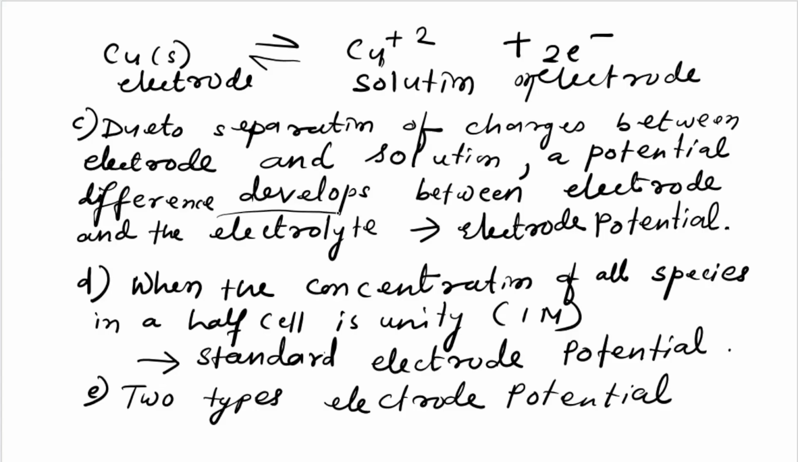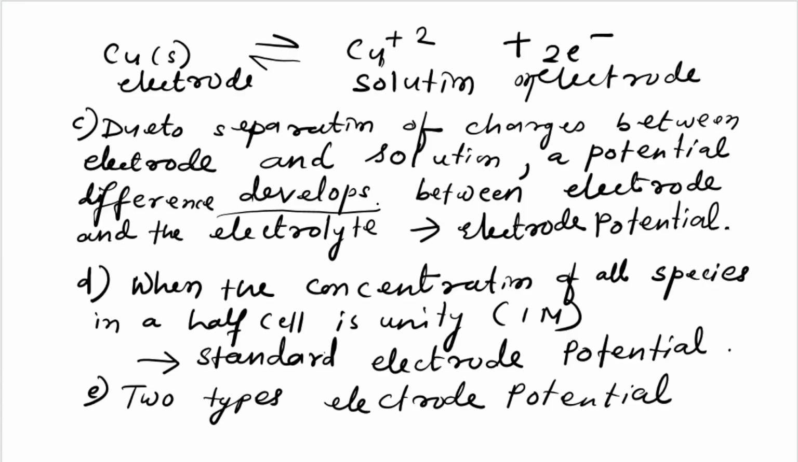That means when copper loses electrons and changes to Cu plus 2 in solution, a potential develops between this electrode and a salt solution, and this is called electrode potential. And when the concentration of the species in the half cell, either copper or zinc, is unity, 1 molar, then it is called standard electrode potential.